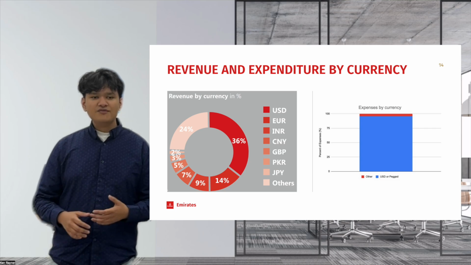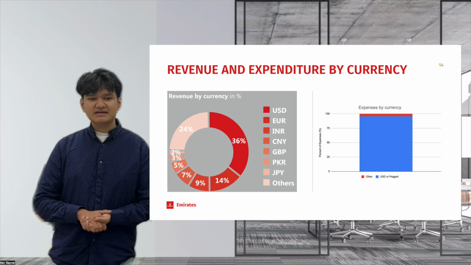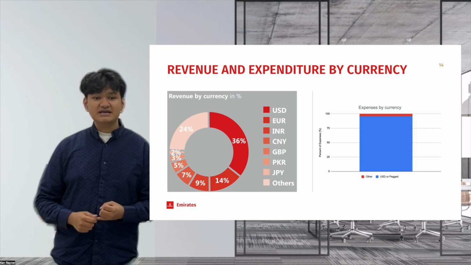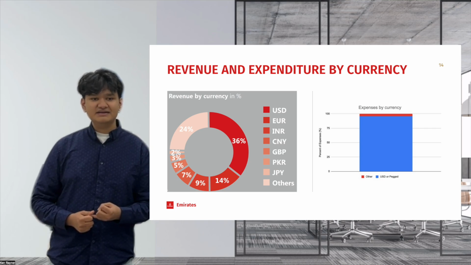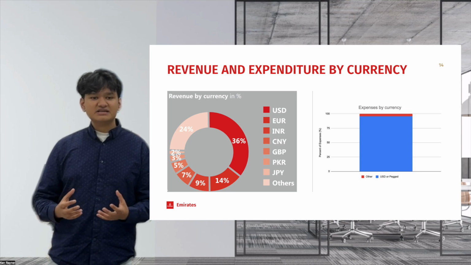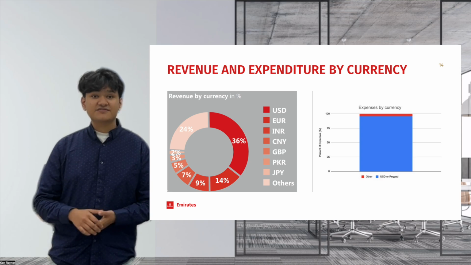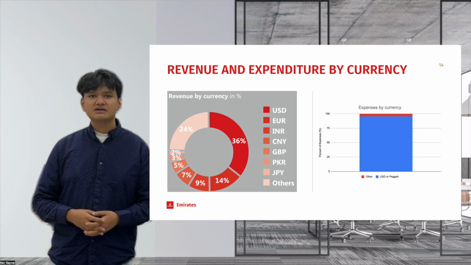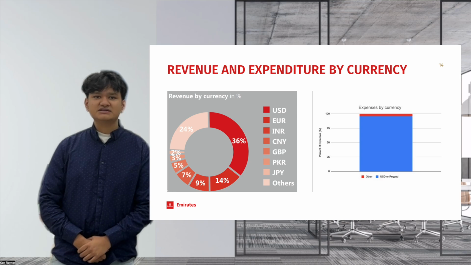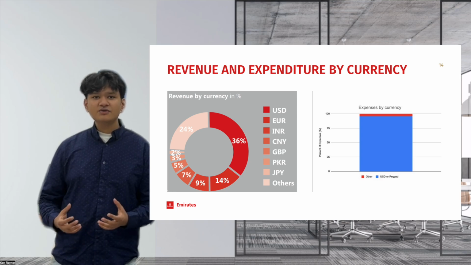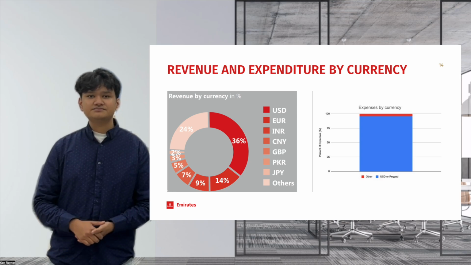However, it's important to note that the AED is also pegged to the USD at a rate of around 1 USD to 3.75 AED. So it doesn't face exchange rate risk for its leading revenue stream. Rather, it will face exchange rate risk for the other currencies it deals with. To minimize the currency exchange rate risk, Emirates uses a variety of currency forward and currency swap contracts.